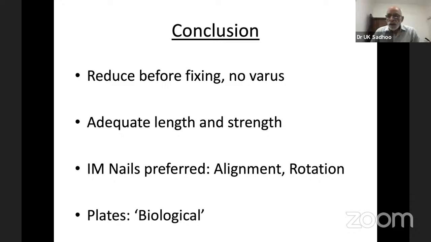The nail will follow the path of the reamer. If there is a procurvatum or that kind of deformity, then your nail would hit the anterior cortex because of its natural anterolateral curve. So you could cause more damage.